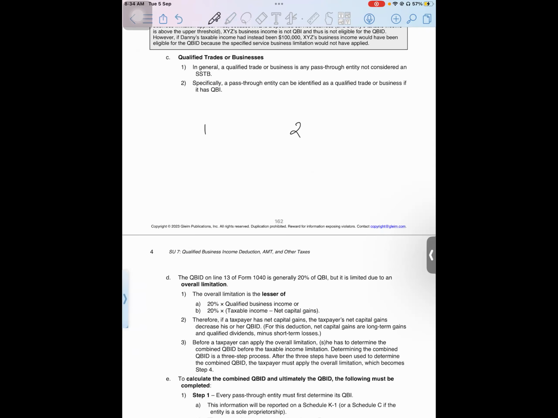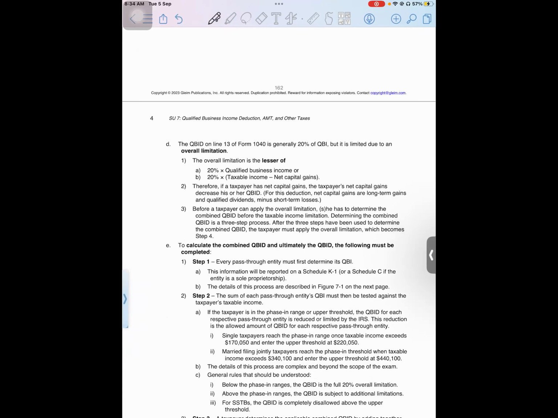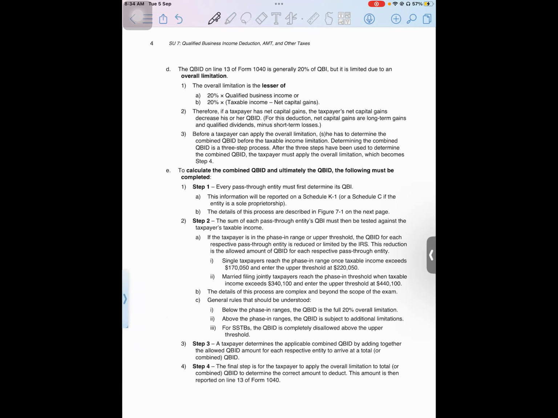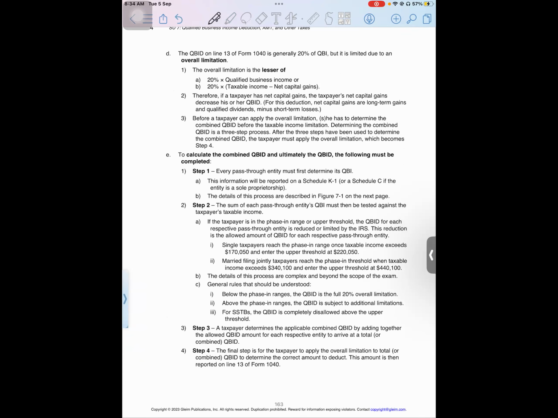Step 1, step 2, step 3. All things are mentioned here in a theoretical way. I'll just explain a few terminologies which you might not be aware of. The first step is every pass-through entity must first determine its QBI. Pass-through entity means they are talking about a partnership firm or an S corporation. So for a partnership firm or S corporation, first of all, you will determine the QBI.